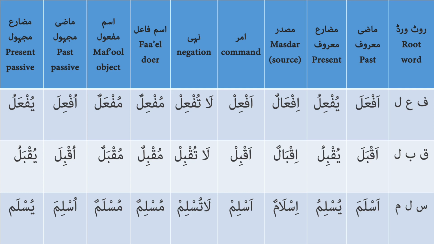The root word is قبل: قبل أقبل يقبل إقبال أقبل لا تقبل مقبل مقبل أقبل يقبل. The root word is sin, lam, mim, salima: سلم أسلم يسلم إسلام أسلم لا تسلم مسلم مسلم أسلم يسلم.